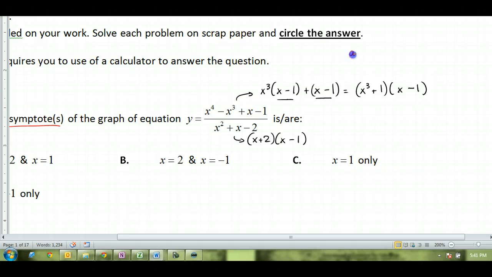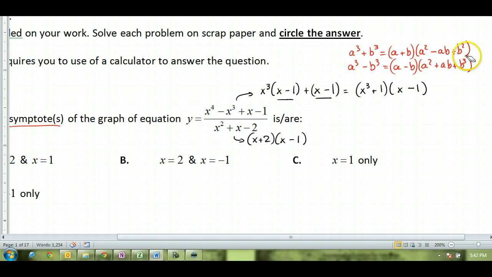How do you factor a cubed plus b cubed? This is a plus b times a squared minus ab plus b squared, right? And how do you factor a cubed minus b cubed? This is a minus b times a squared plus ab plus b squared, right? Okay, b squared, not b cubed. I said square and I wrote a cubed. Okay, all right, so b squared right here. Okay, so let's finish this factorization then.